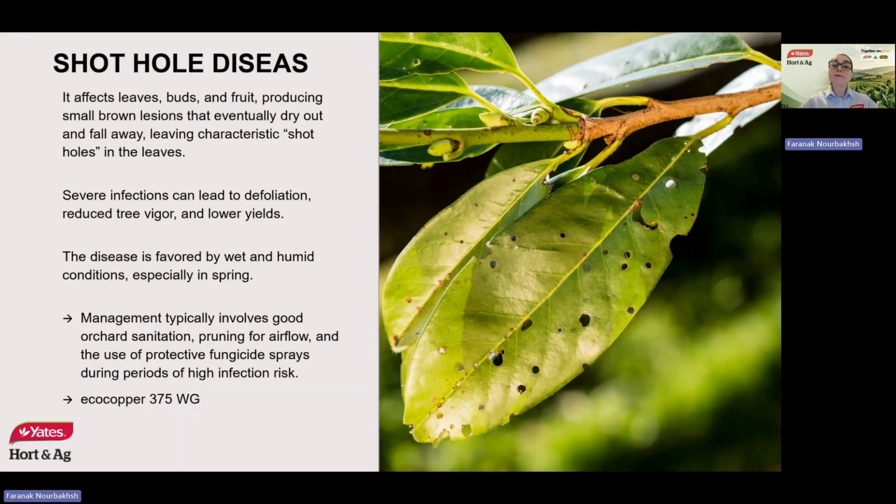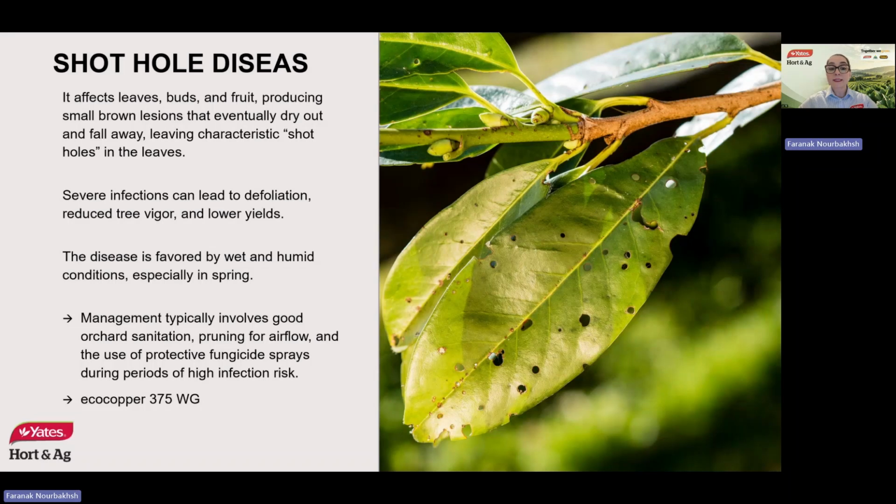Shot hole disease is a fungal disease, and as you can see in the photo, it affects leaves, buds, and fruit, producing small brown lesions that eventually dry out and fall away, creating these shot holes on leaves. It can be severe depending on the conditions. This disease can create severe infection in wet and humid conditions, especially during the spring.